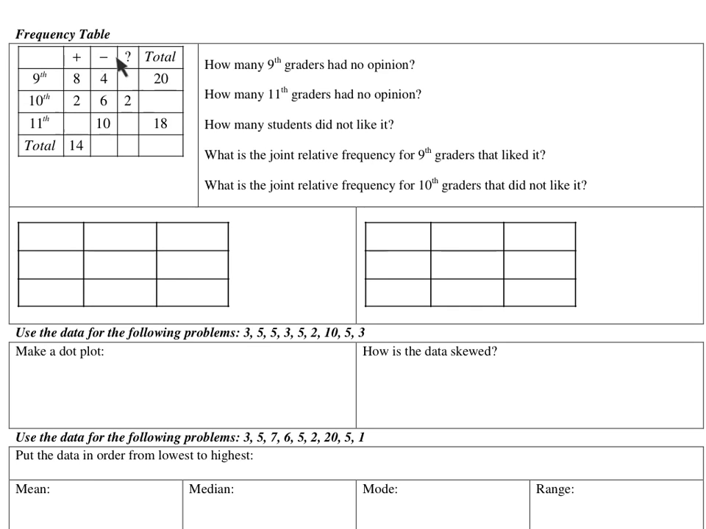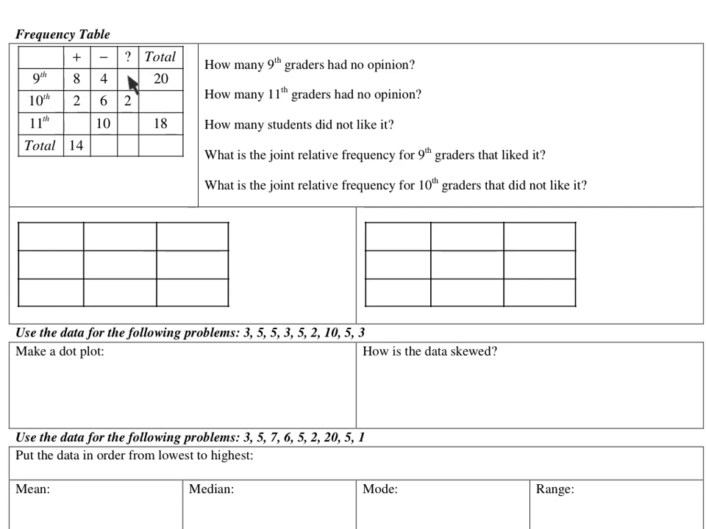Alrighty. So you have this table here. This table is representing 9th, 10th, and 11th grade students. And it's like, I guess, their opinion on something. They have a positive opinion of it, a negative opinion of it, and question mark means whatever, no opinion. So what this 8 here represents is there are 8 ninth graders in the survey who have a positive opinion of something. And here this 4 represents 4 ninth graders who have a negative opinion of it.